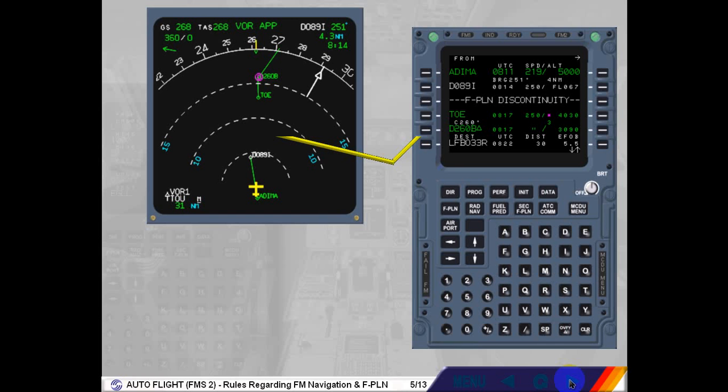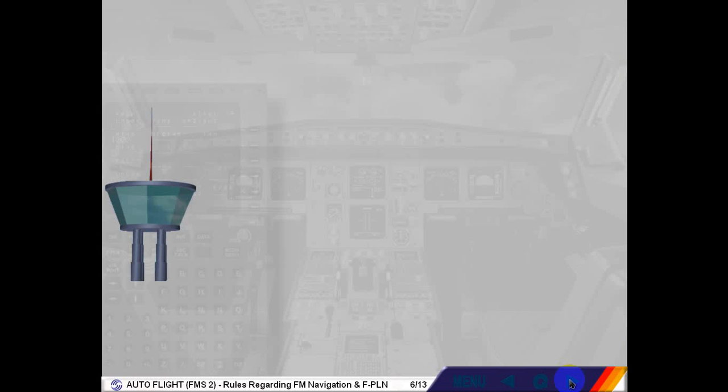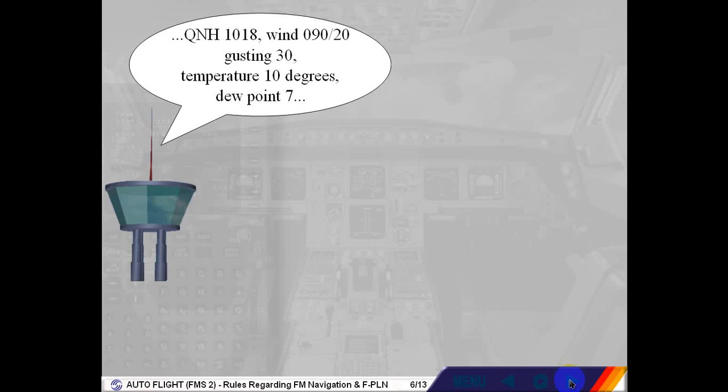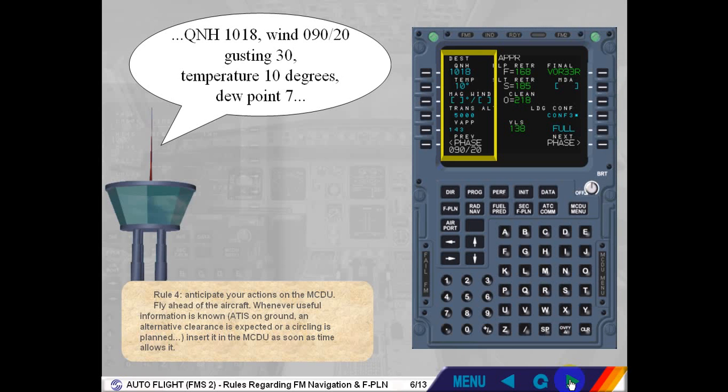Rule 3. Keep a flight plan discontinuity only when desired, for example when a radar vectoring is expected. Rule 4. Anticipate your actions on the MCDU. Fly ahead of the aircraft. Whenever useful information is known, ATIS on ground, an alternative clearance is expected, or a circling is planned, insert it in the MCDU as soon as time allows it.